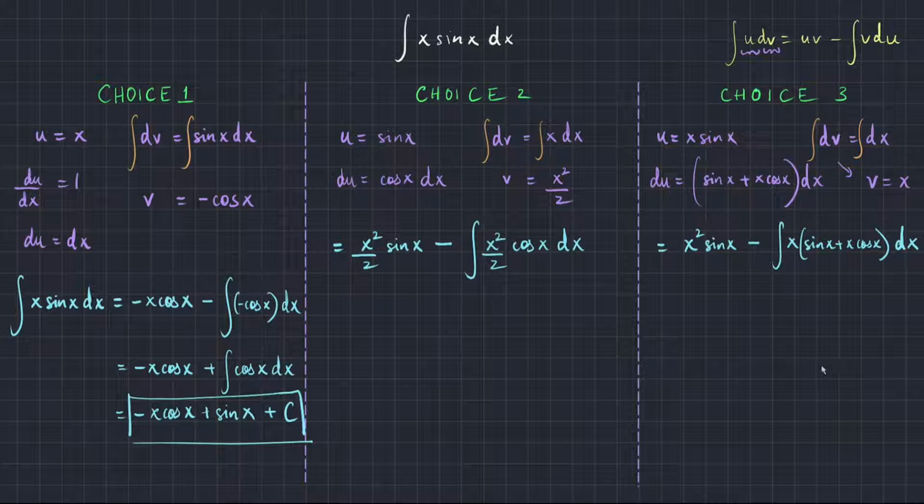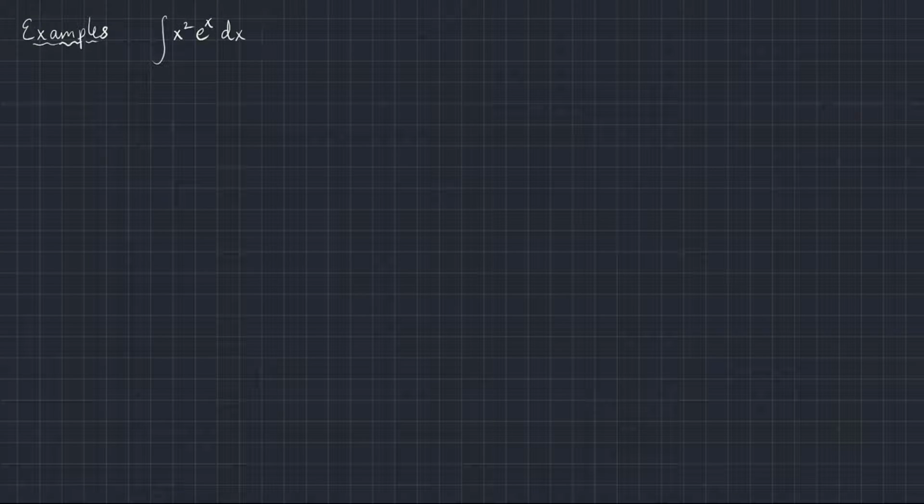In a lot of questions, the choice of u and the choice of dv will not be very intuitive, and it is only after practicing lots and lots of examples will you develop a better judgment of what to set as u and what to set as dv. Let's consider a few more examples to improve our judgment.